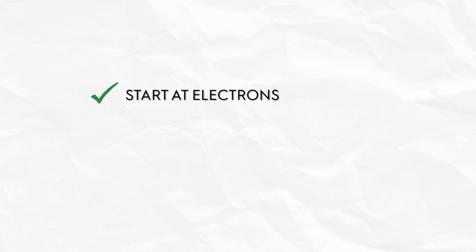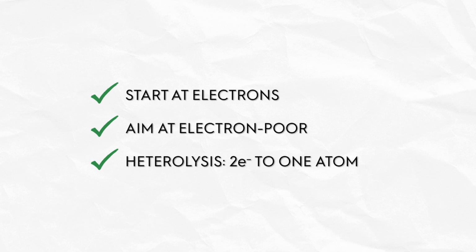So far, we've covered the essentials. Arrows start at electrons, aim toward electron-poor sites, and in heterolytic cleavage, both electrons move to one atom.